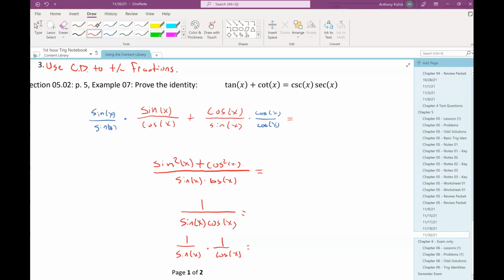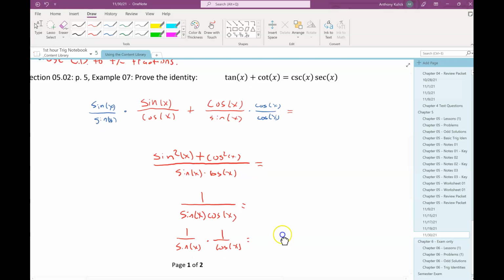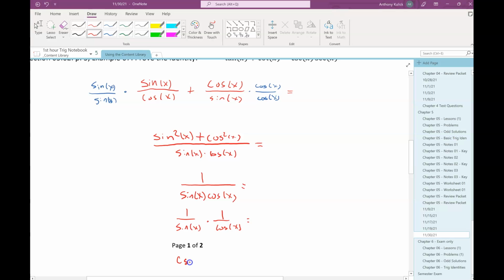Okay. And if I look at my identities now, I notice that 1 over sine x is cosecant x, and 1 over cosine is secant x. So now the two sides are equal, and I'm done.